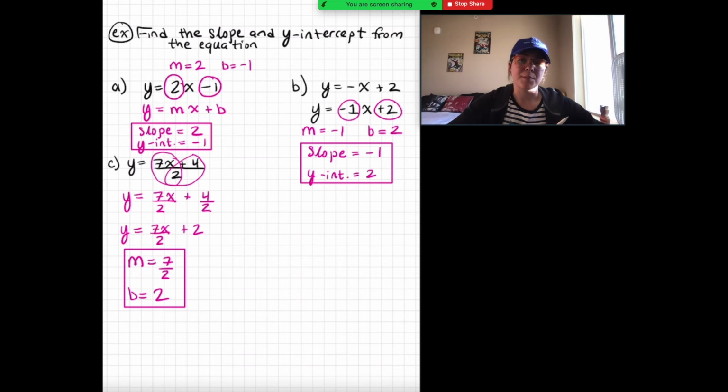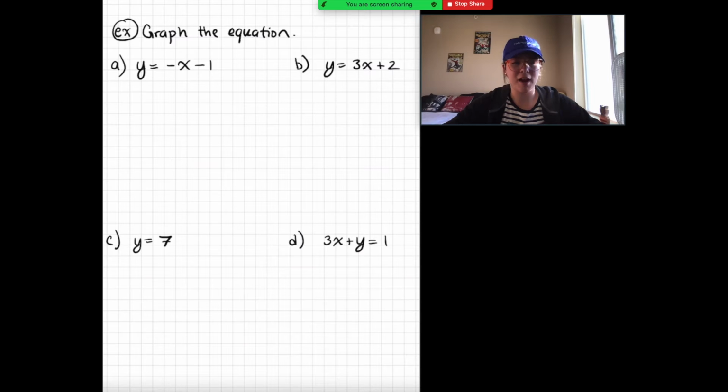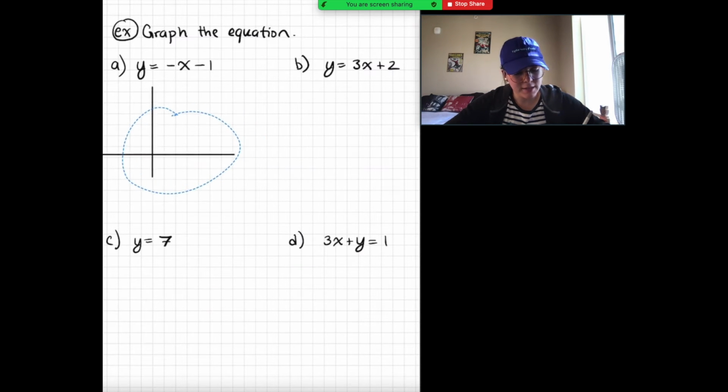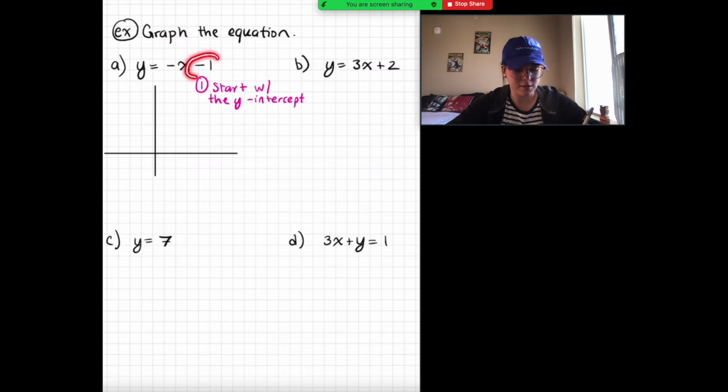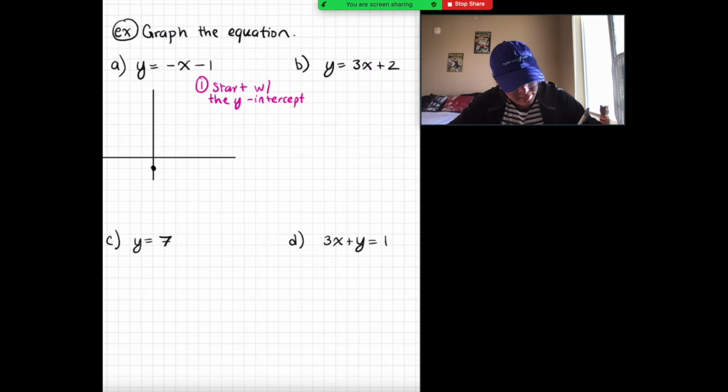Let's look at some different examples. So now we're asked to graph the equation. So let's draw our coordinate plane to start. Now, when we're graphing linear lines in slope-intercept form, our step 1 is to start with the y-intercept. Our y-intercept, our b, remember, is our constant, so -1. So our y-intercept is -1 right here.